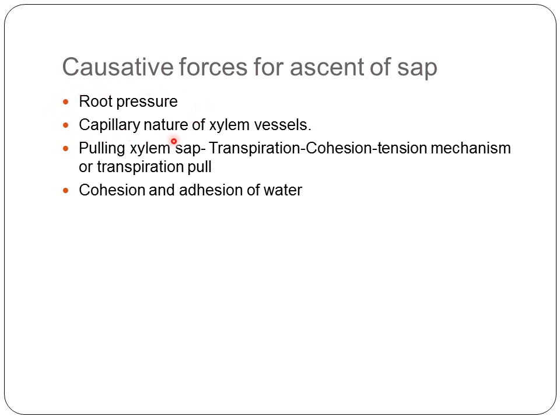Now the second one is the capillary nature of the xylem vessels. Xylem vessels are very narrow. This causes water from the lower level to rise by capillary action in order to fill up the vacuum created at the leaves due to loss of water by transpiration. In transpiration there is a loss of water happening, and since the xylem vessels are very narrow, there should be a continuous supply of water to fill in the vacuum caused by transpiration. So there works the capillary nature of xylem vessels.